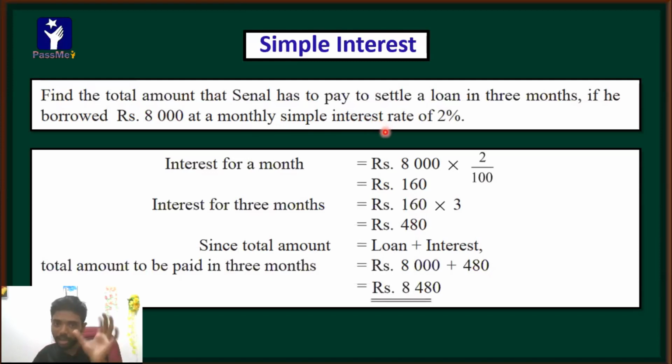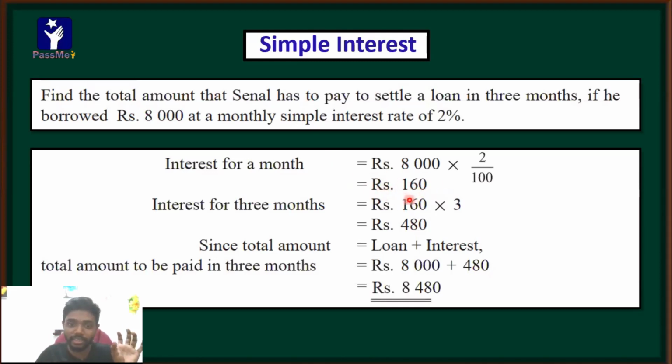Monthly, 2 per 100 interest is needed. Then we can find the interest for a month. We can multiply 8000 with 2% and you get the value as 160 rupees for a month. That means at the end of the first month, you have to pay 160 rupees as an additional amount to the person who gave the money to Senel.